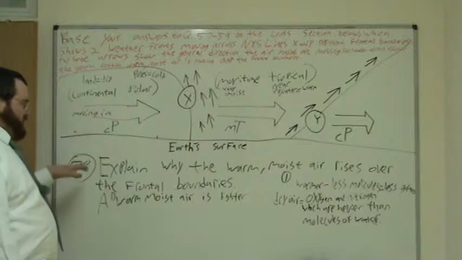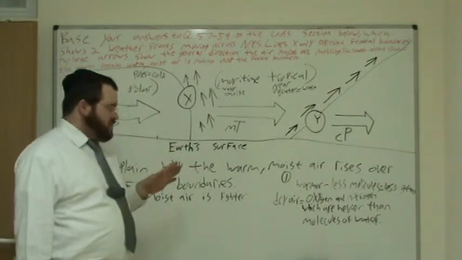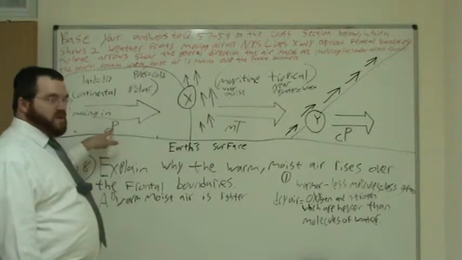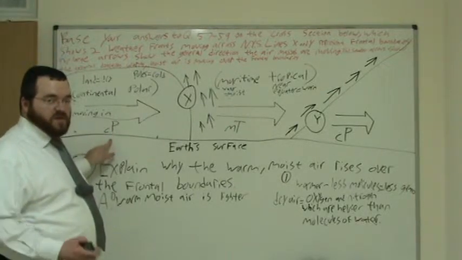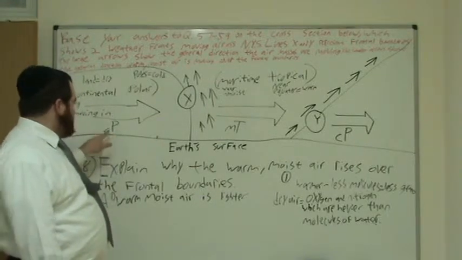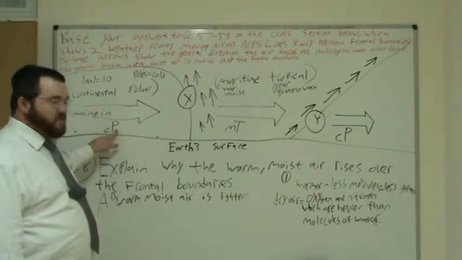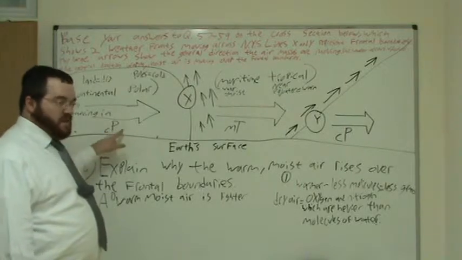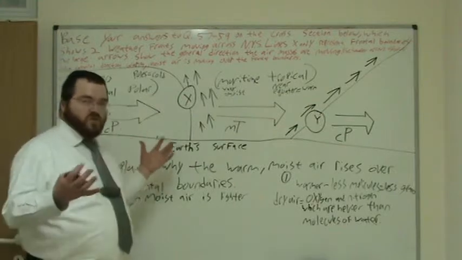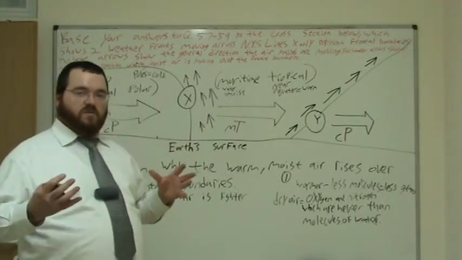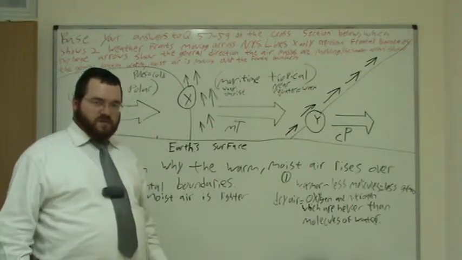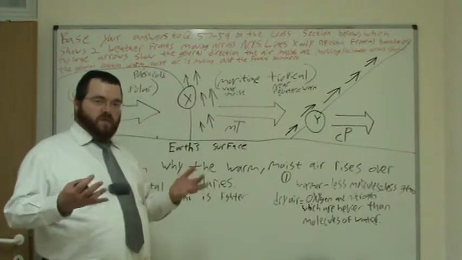Question 58. Explain why the warm, moist air rises over the frontal boundaries. Well, it's warm and moist, and these frontal boundaries say CP. CP, we know, C is continental, which means over land, so it's dry. Polar is from the poles, so it's cold. CP is continental and polar, dry and cold. So the drier the air, the heavier it is, because the molecules squeeze together more.